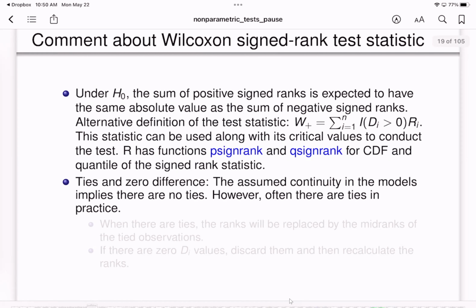Okay, so if data have ties, then what should we do? We are going to replace the ranking. Instead of ranks, now we're going to use mid-ranks. What do I mean by mid-ranks?